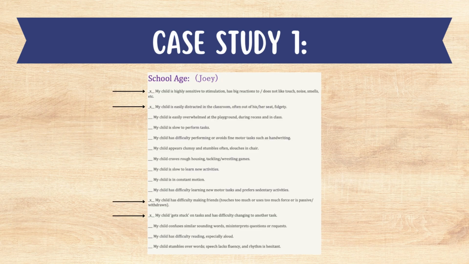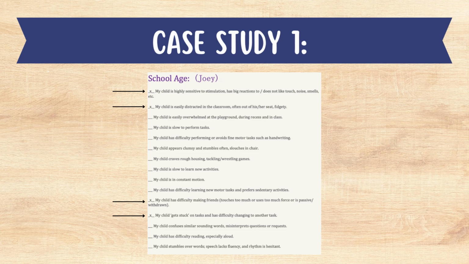On the symptoms checklist, we can see he has some clear sensitivities, is easily distracted, has difficulty making friends, and gets stuck on task, making it hard to move on, and this might explain why transitions and a clear schedule is so important to him. Let's take a moment to think of some strategies.